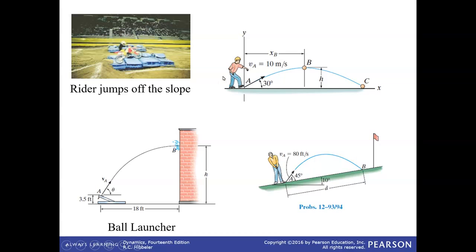Football or any game that involves a ball, for example golf, baseball, or cricket, where a ball is hit with some initial velocity and then its motion is free flight, and we can apply projectile equations to simplify the motion. For example, a ball launcher here launches the ball with some velocity and angle so that the ball can strike point B at a certain height.